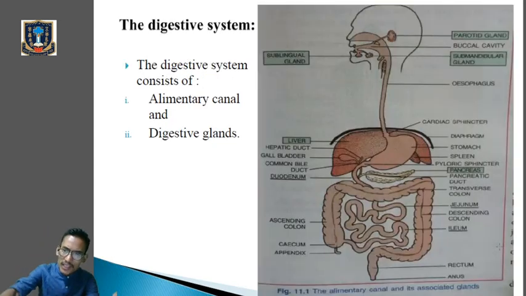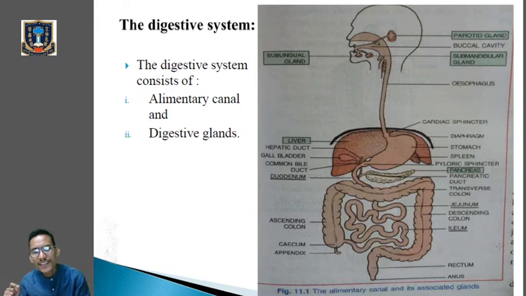Okay, next one, we'll talk about the digestive system. The digestive system is mainly composed of the alimentary canal and the digestive glands. Listen very carefully: the system that helps in the process of food digestion is mainly composed of the alimentary canal and the digestive glands. The alimentary canal is a long muscular tube. You can even see it in figure number 11.1.